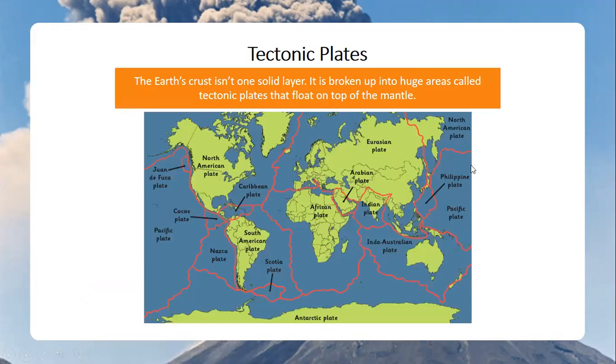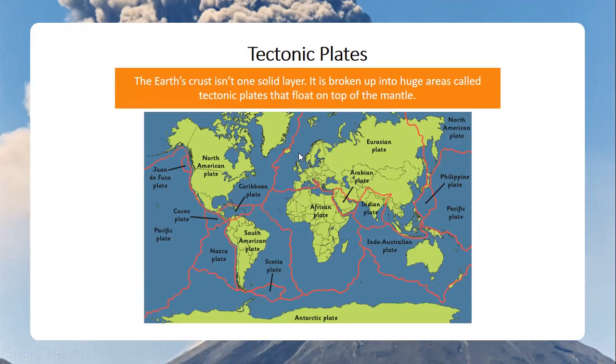So, tectonic plates. The Earth's crust isn't one solid layer. It is broken up into huge areas called tectonic plates that float on top of the mantle. So you can see all these red lines on the globe that we can see here, the atlas. These are all tectonic plates.